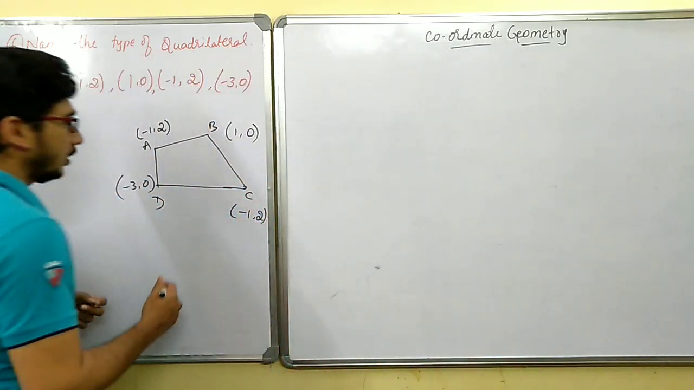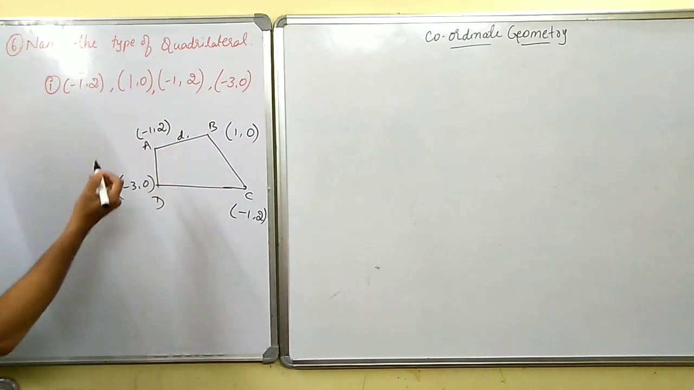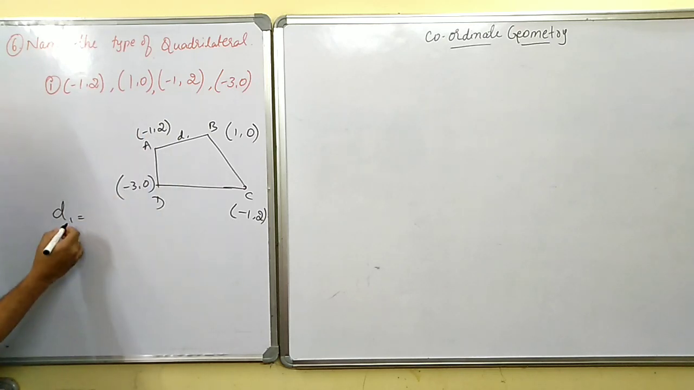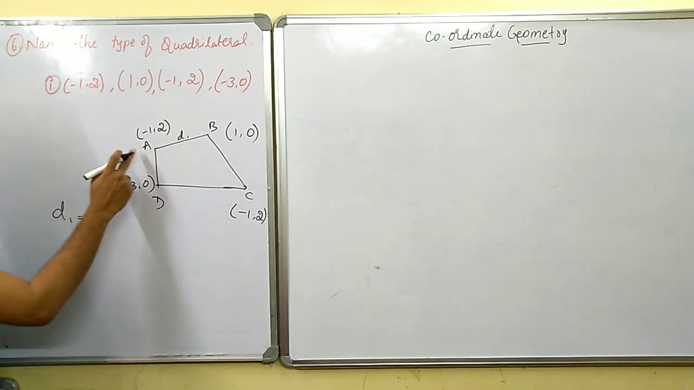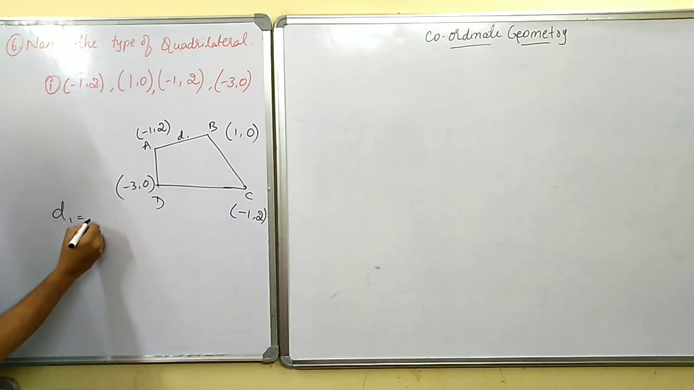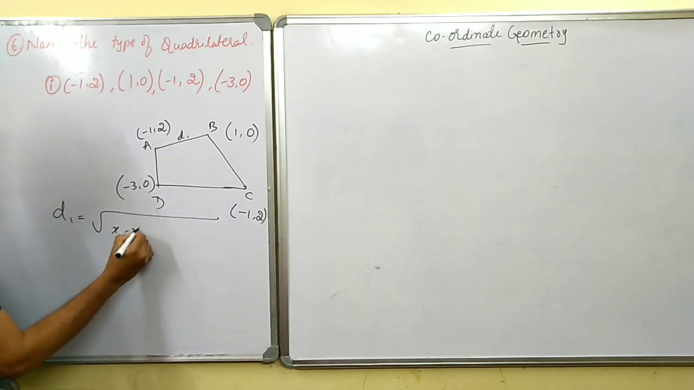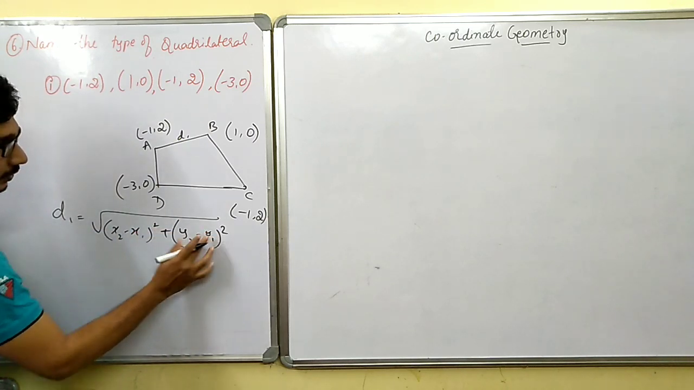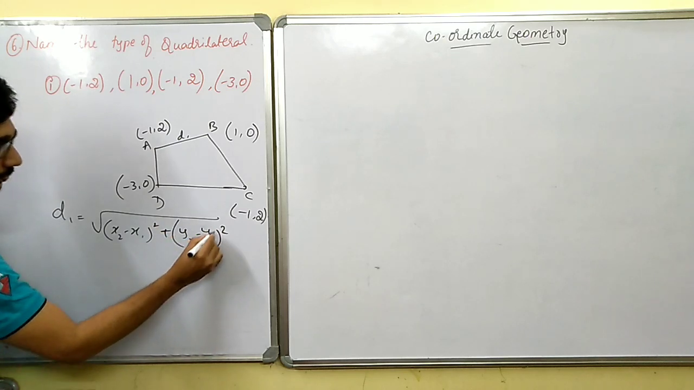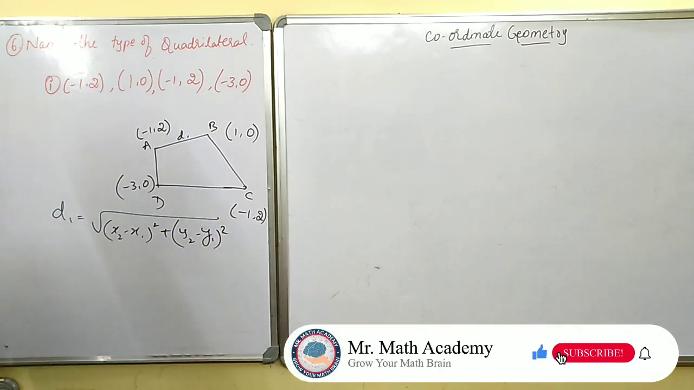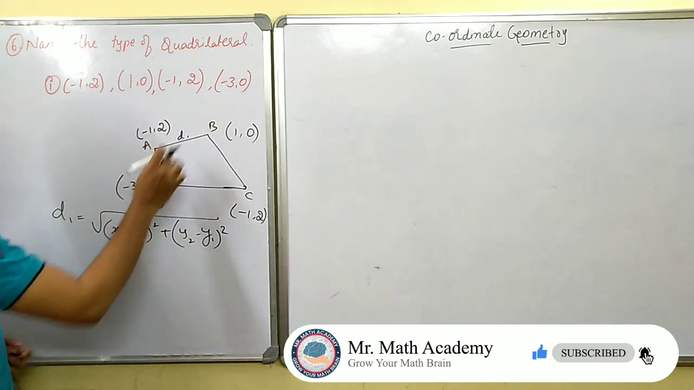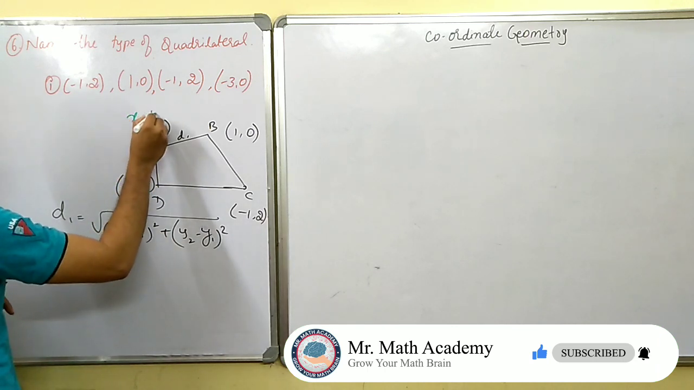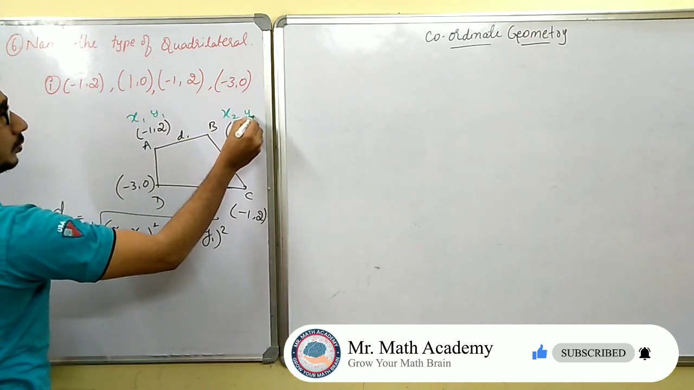First, what will we do? Now, let us find the distance of this one. I will write d1 is equal to root of, where d1 is the distance between these two points A and B. So root of (x2 minus x1) whole square plus (y2 minus y1) whole square. This is the formula. So let us find this distance. Let me write this as x1, y1 and this as x2, y2.